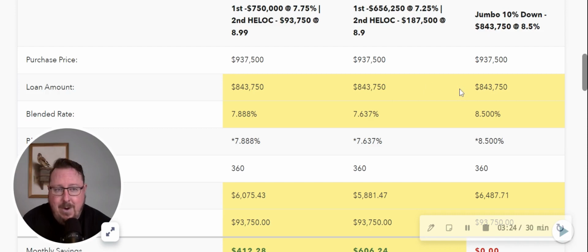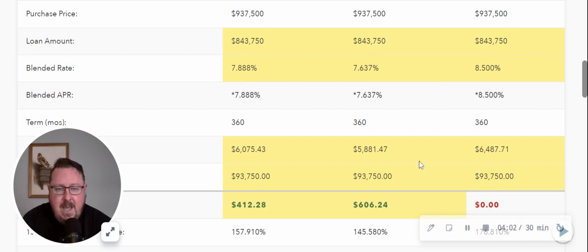So you can see in the third column here, 843,750 loan amount, 8.5% rate gives us a monthly payment of $6,487. Now, with all three of these different options here, I left just the down payment in here as our cash to close. I didn't put any closing costs associated with doing one or two loans in here. I didn't put any prepaids like taxes or insurance in there, just because I wanted to make sure that the numbers made sense for everybody and why you may want to split something up into a first and a second option instead of going through a jumbo option in certain different price points.